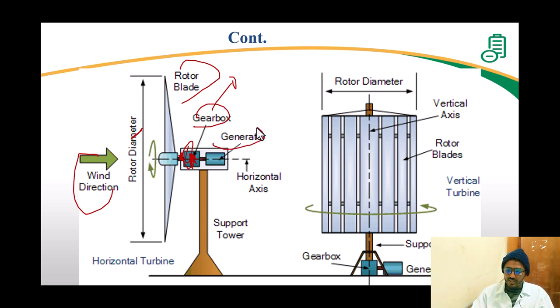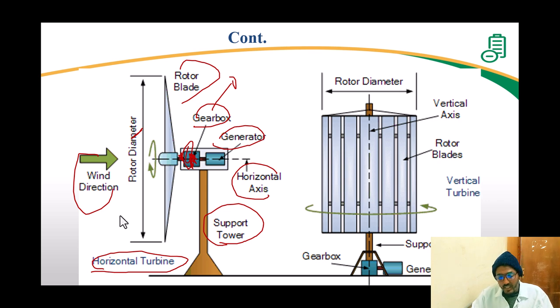We have the generator here. This one is just the axis where the rotor rotates. We have the support tower here. So we call this one a horizontal turbine, because this is placed horizontally, and it rotates like this.